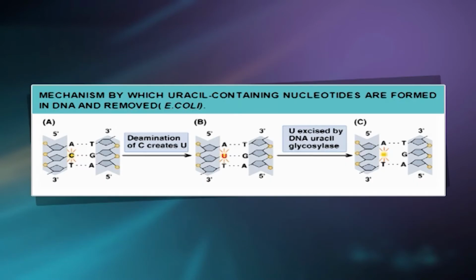This figure describes the mechanism by which uracil containing nucleotides are formed in DNA and removed in E. coli. Uracil is cleaved from the deoxyribose sugar by DNA uracil glycosylase. The deoxyribose with the uracil detached is then excised from the DNA backbone by another enzyme called AP endonuclease, and the gap is repaired.